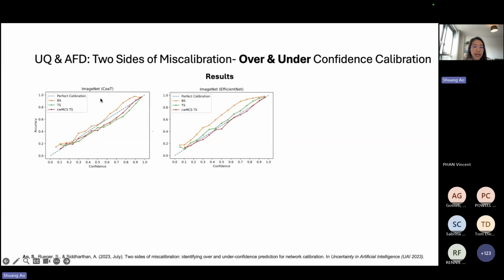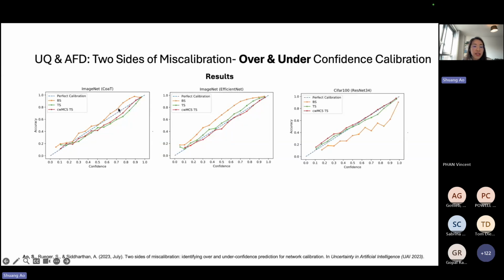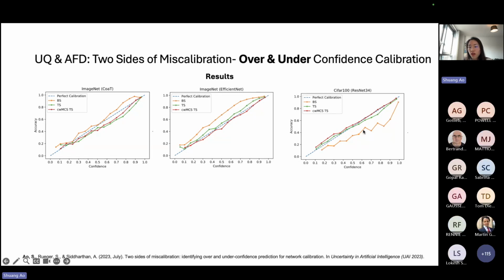And this one is the ImageNet dataset with the transformer-based model and with EfficientNet. You can see this is the baseline, and the baseline is clearly underconfident. So it's very interesting to find that a transformer-based model can actually be underconfident. And after our method, we make it closer to the perfect calibration line. And EfficientNet, even though it's a CNN, is still underconfident. And when we see ResNet, it is clearly overconfident in this way.